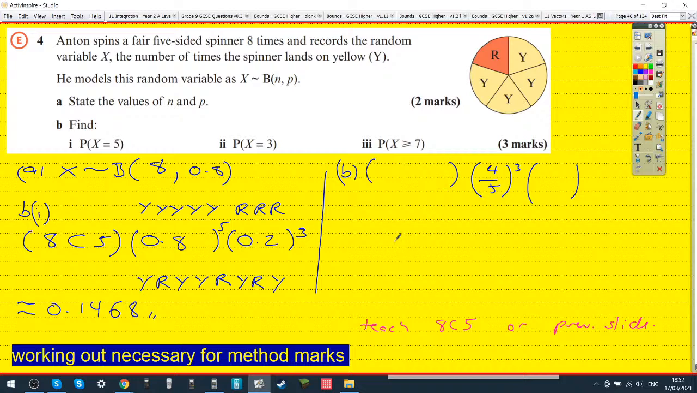The red one as well? Yeah, so this is 3 yellows. And so 5 reds would be (1/5) to the power of 5. Which is, yeah. And then 8 choose 3. That's it. 8 choose 3. And then you could work that out.